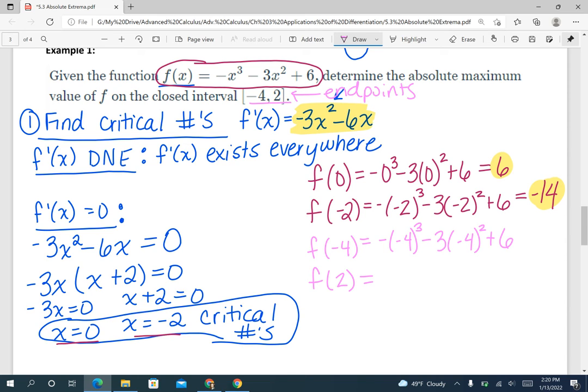That doesn't sound right. 64 minus 3 times 16 plus 6, 22. And then f of 2 would be negative 2 cubed minus 3 times 2 squared plus 6. So that would be negative 8 minus 3 times 4 plus 6, negative 14.